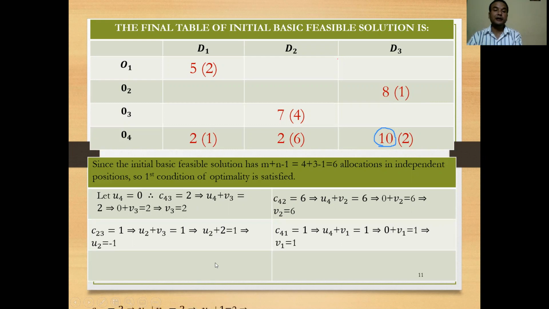Then we take C11. C11 is U1 plus V1. This is 2. So U1 plus V1, V1 we already have got 1, so U1 plus 1 is equal to 2, therefore U1 is equal to 1.